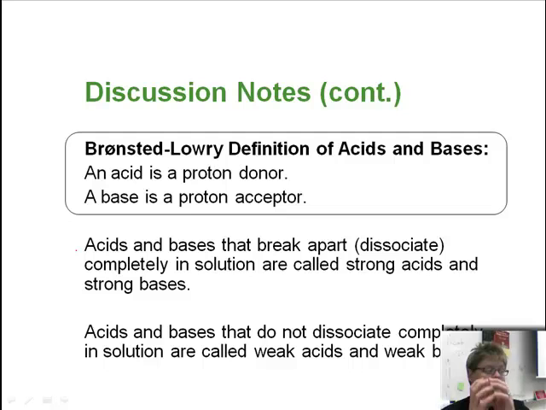Acids and bases that break apart completely are called strong acids or strong bases. And if they don't break apart completely, some of them stay together, just a few or a lot, doesn't matter, they're all called weak acids or weak bases if they stay together. If they dissociate completely, they're strong.